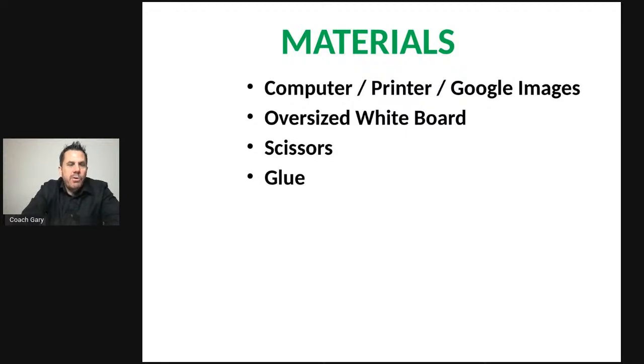So the materials you're going to need for this, okay, are a computer, a printer, obviously, and then Google Images. You're going to go to Google Images. And if you don't know how to do that, you can ask me, and I'm not going to show it here, but I can show you how to do that. And then you're going to need to go purchase an oversized whiteboard. Okay, and I mean oversized. I mean as big as you can get it, and don't be cheap on this, right? You can also get corkboard. I've seen people use corkboard and they use pins and stuff like that.